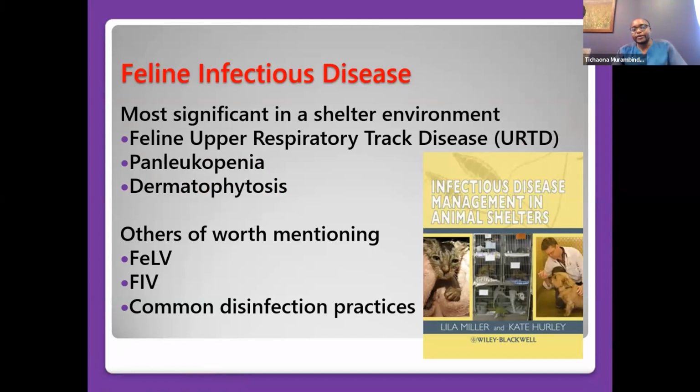So when I'm talking about the common feline diseases, I will talk about the feline upper respiratory tract disease. So this is a complex of 5 diseases that we'll be talking about today. And then I'll talk about the panleukopenia. I'll talk about the dermatophytosis. These are some of those which are really important in shelter and as feline infectious diseases. And also I will mention a little bit about feline FELV, which is feline leukemia virus, and the FIV, feline immunodeficiency virus.